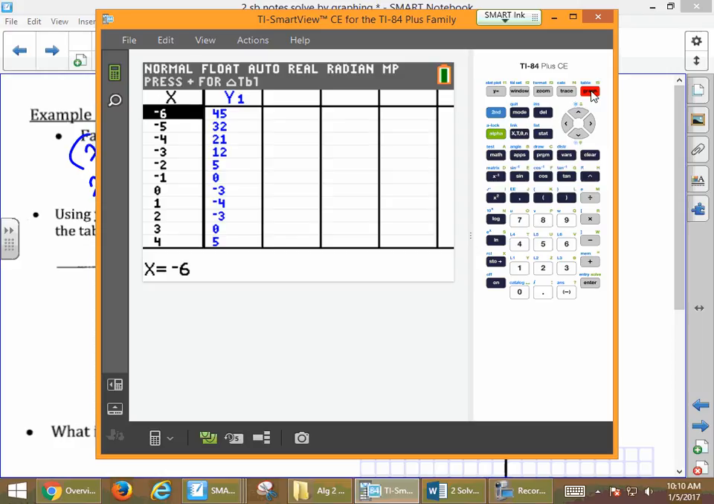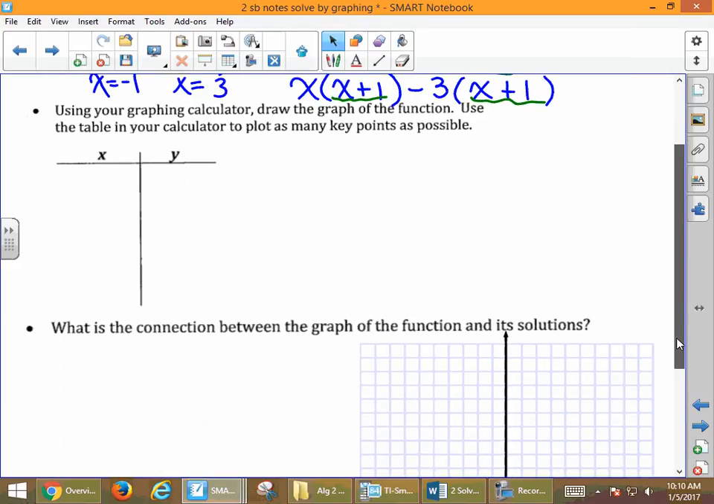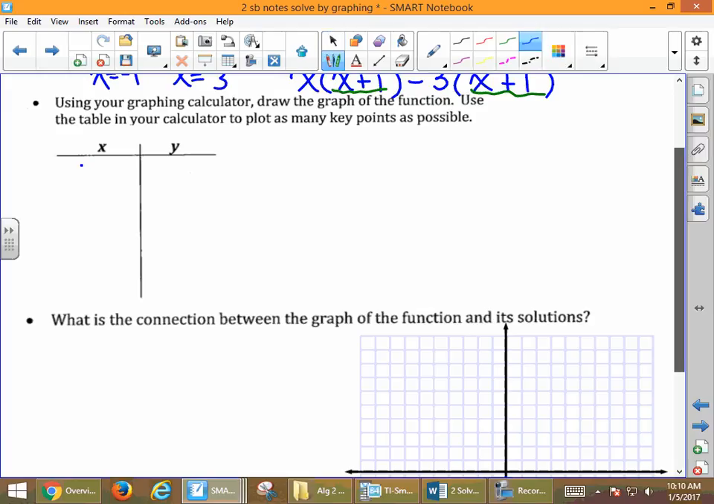And right now, I'm just looking at are there any points on here that are going to fit on our graph? And it looks like negative 2, 5, negative 1, 0, 0, negative 3, and so on. So I'll write those down. Negative 2, 5, negative 1, 0, 0, negative 3, 1, negative 4, 2, negative 3, 3, 0, and 4, 5. And once we have them written down, we can graph those.